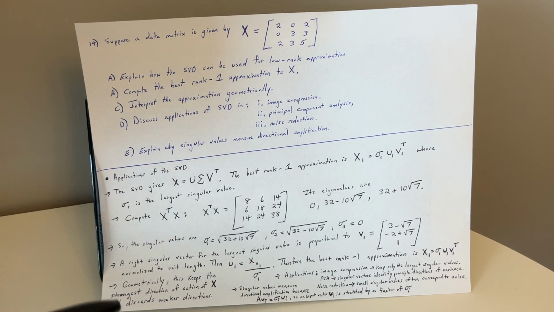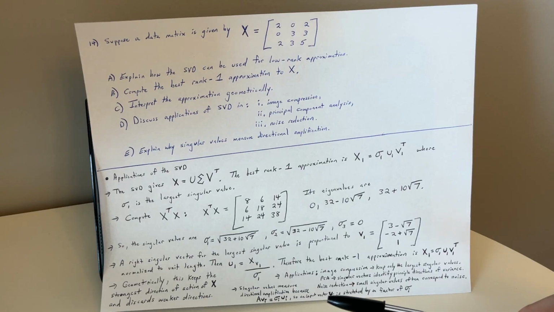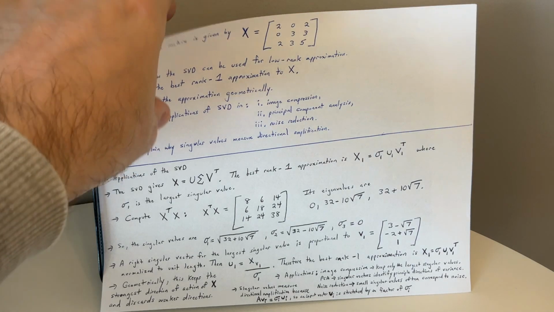And lastly here, geometrically, this keeps the strongest direction of action of X and discards weaker directions. Singular values measure directional amplification because A v sub i equals sigma sub i u sub i. So an input vector v sub i is stretched by a factor of sigma sub i. Sorry, that was a bit all over the place. Moving along to the last one, number 15.